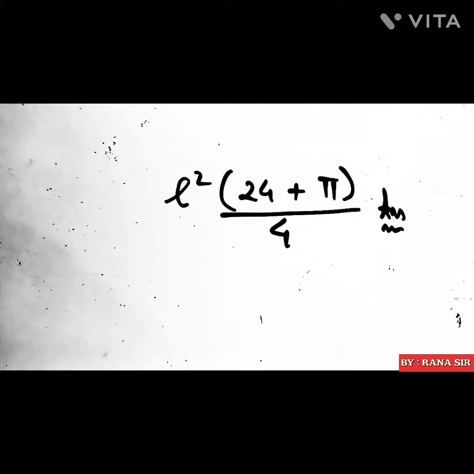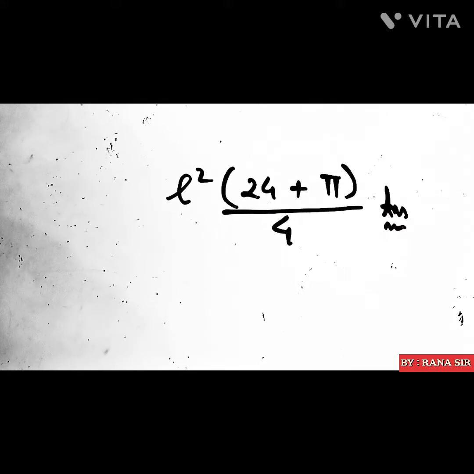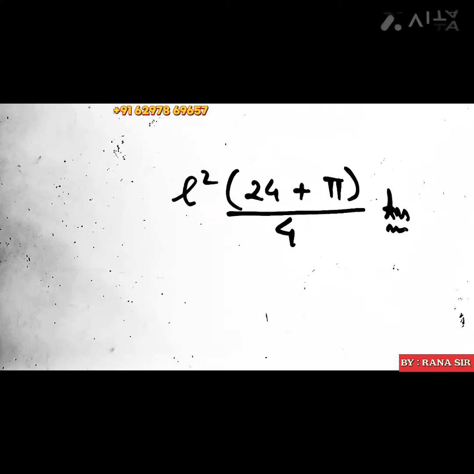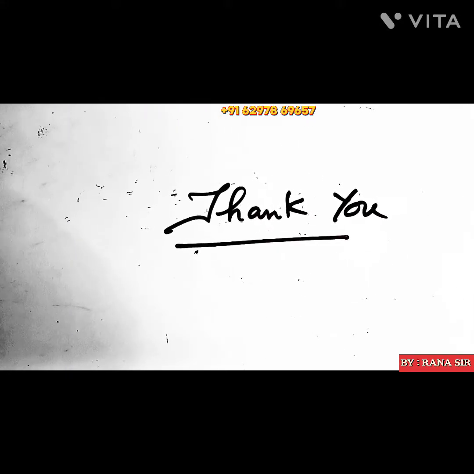I've taken the common L square out. So L square bracket open 24 plus pi divided by 4. This is the answer. So this brings the end of the question.